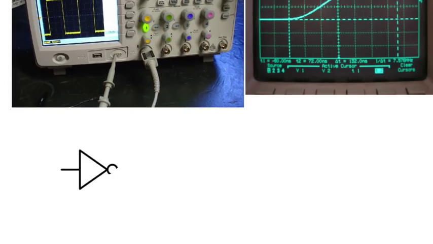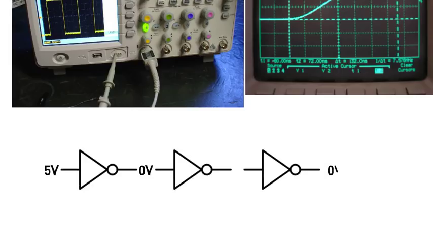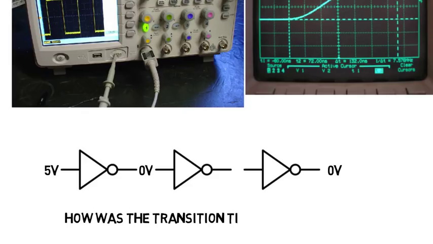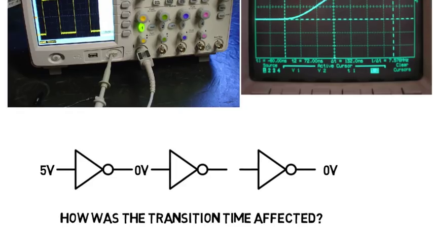So we might build a circuit that changes 5 volts into 0 volts, the circuit itself not shown here, and look at that transition time. But then we may attach 2 more of the same circuit, and the output will still be 0, but then the lab report may ask something like how is the transition time affected with multiple circuits.